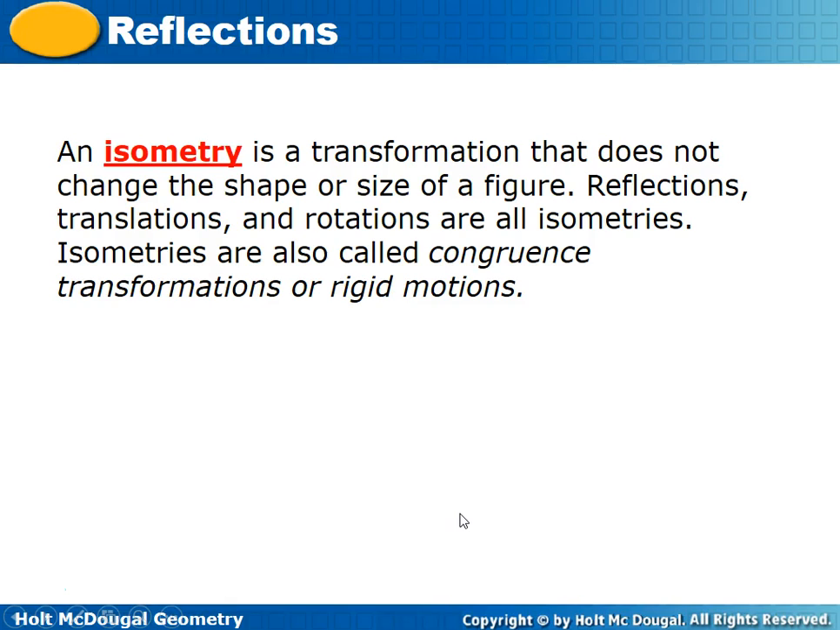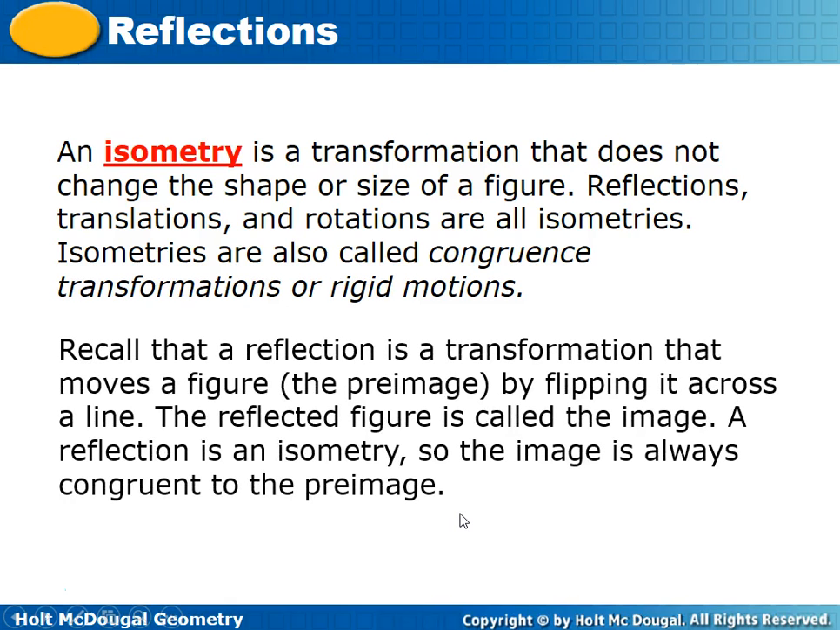So isometry is a transformation that does not change the shape or size of a figure. Reflections, translations, and rotations are all isometries. Isometries are also called congruence transformations or rigid motion. So when you guys are looking at the EOC or at a county DA, an isometry basically means that the size doesn't change. It's the same shape. And that happens when we do reflections, translations, and rotations. Some other ways that might be expressed is by congruence transformations or rigid motions.